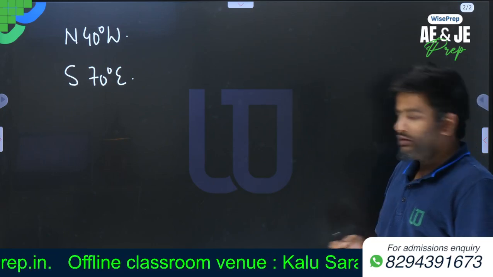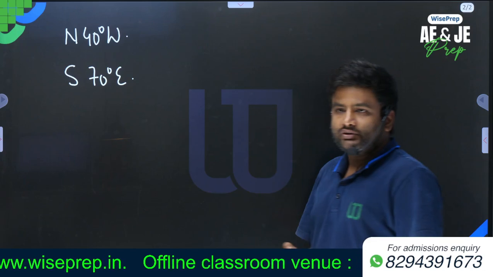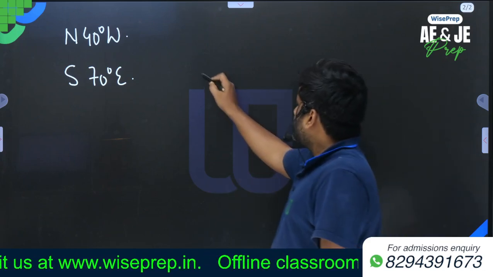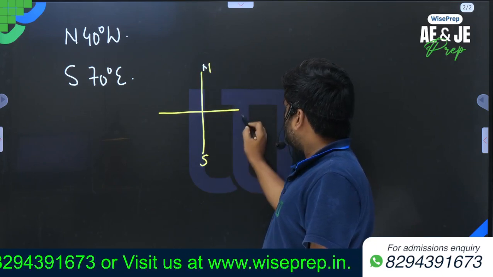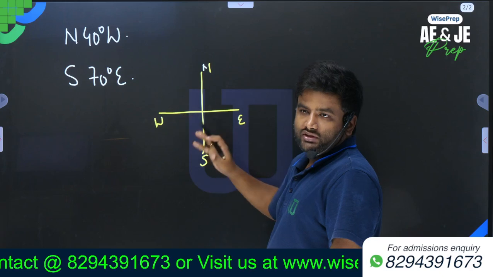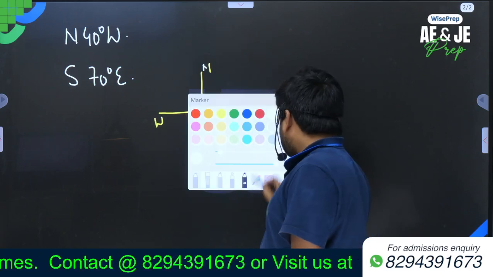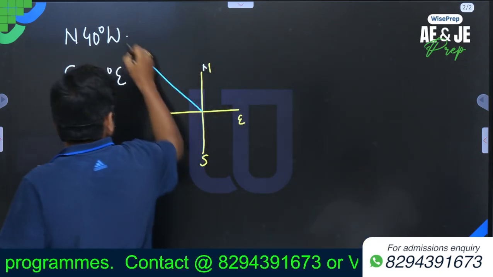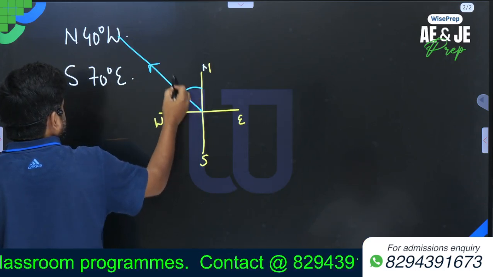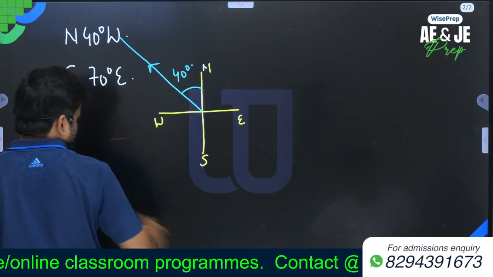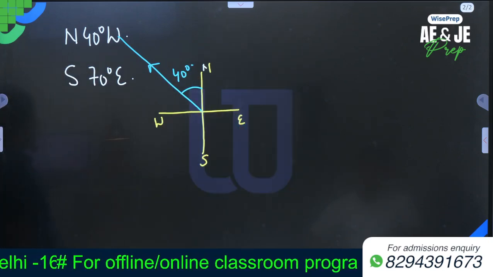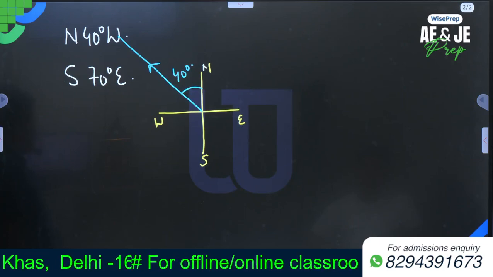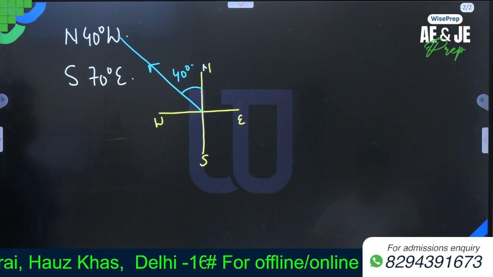Okay, so let's see the question. Bearing of line AB is north 40 degree west. First we draw the quadrant north, south, east, west. Since it's northwest, the line will be in the fourth quadrant, and it's 40 degree. All right, clear? Next, what does it say? Bearing of line BC is south 70 degree east.